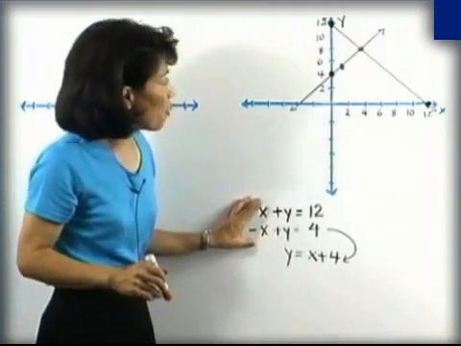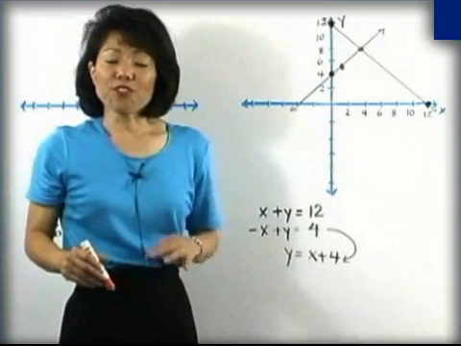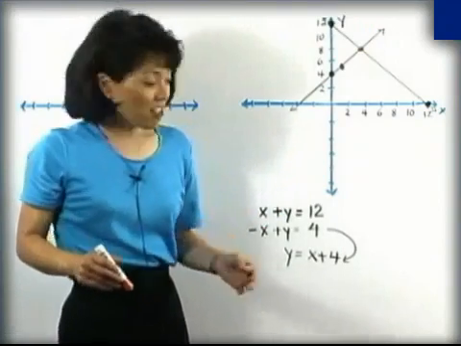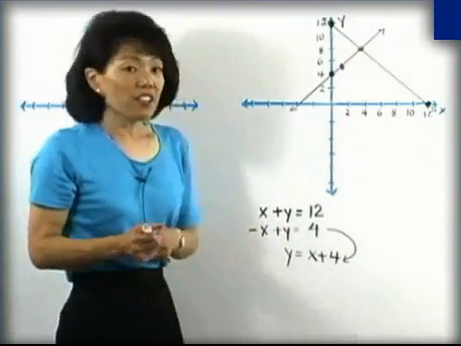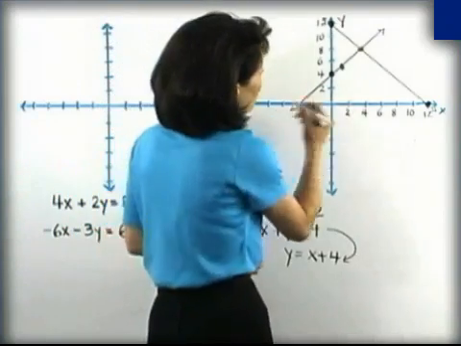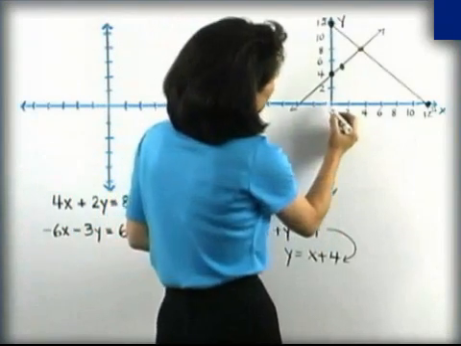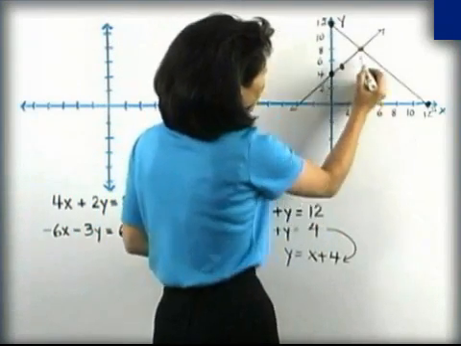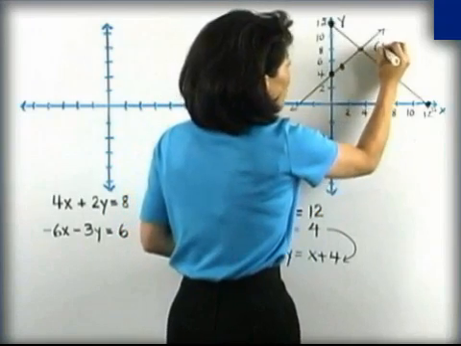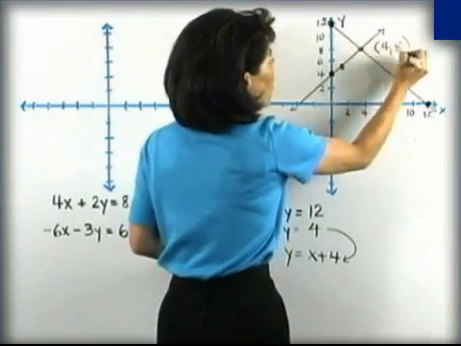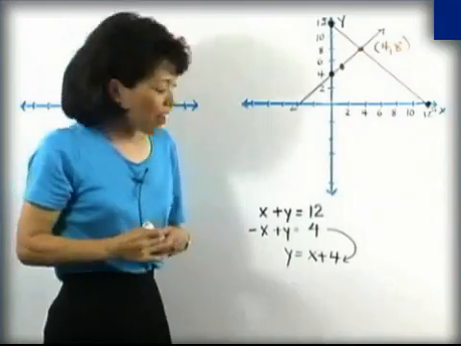If it satisfies both equations, it's considered the solution to the system, or in this case, the solution to these two equations. Now, where does this cross? Well, it looks like it crosses at over 4 and up 8, so we'll say the solution to our system is the ordered pair (4, 8).